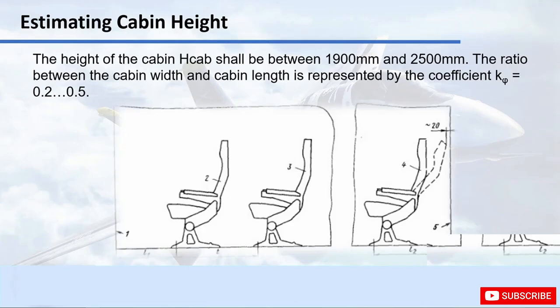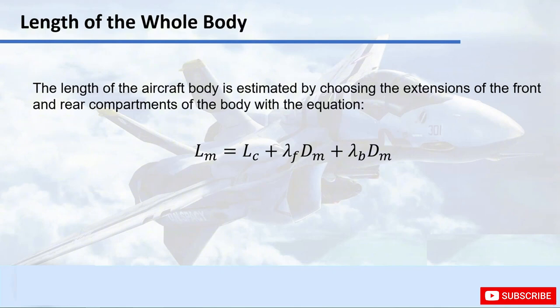And then it is important to mention that the ratio between the cabin length and the height should be about 0.2 to 0.5. So you can see how the seats are positioned here normally, and we want to allow maximum space for our passengers. So let's see how this is done. And once we finish with the cabin height, we're going to estimate the length of the whole body, and we're going to estimate it by this equation here, okay, where dm means basically the diameter of our whole body and so on. Let's move to our workbook where I will explain this in more detail.